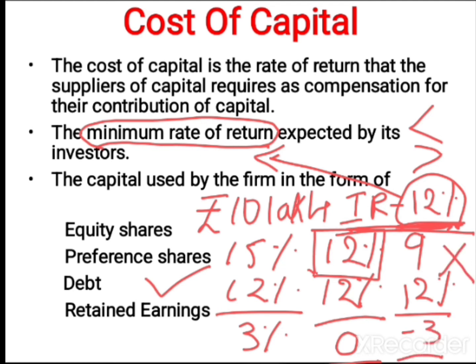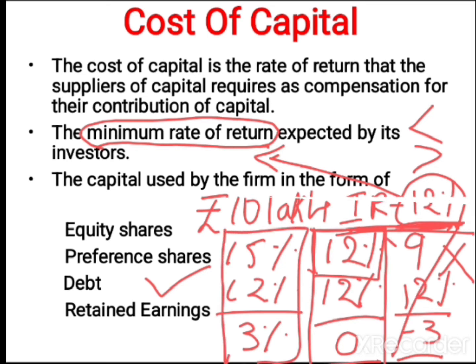So minimum rate of return is a return which is required to be earned by the firm on its investment to meet the expectations of its investors or to maintain its market value or value of shares. Okay, so this is your minimum rate of return. The company can earn more than this, but not less than it.